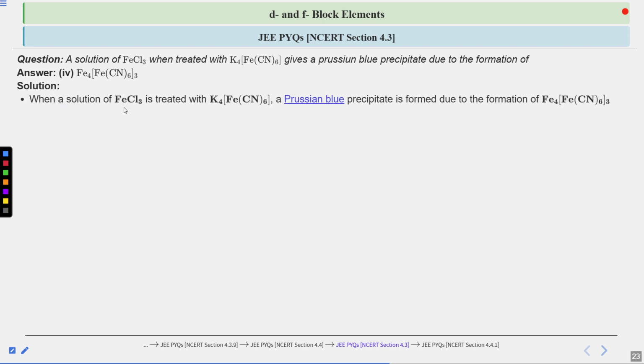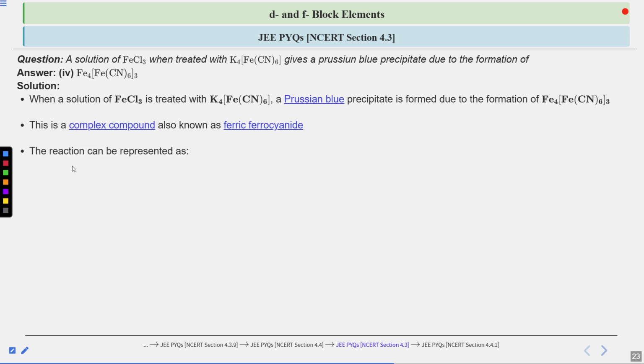So basically, when the solution of FeCl3 is treated with this complex of iron, a Prussian blue precipitate is formed due to the formation of this complex Fe4[Fe(CN)6]3. Now this is a complex compound which is also known as ferric ferrocyanide. Okay, ferric ferrocyanide.